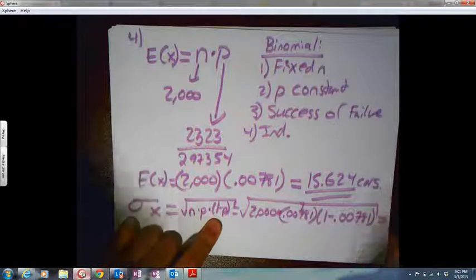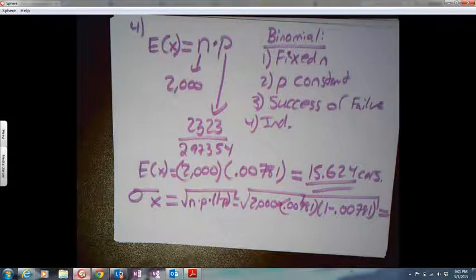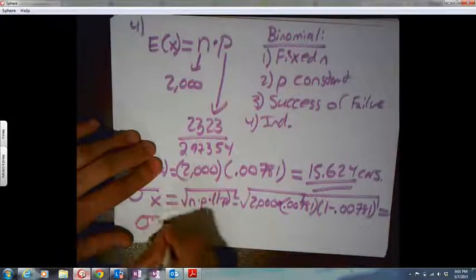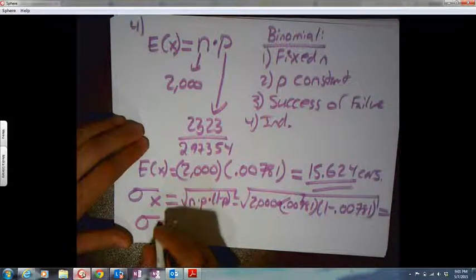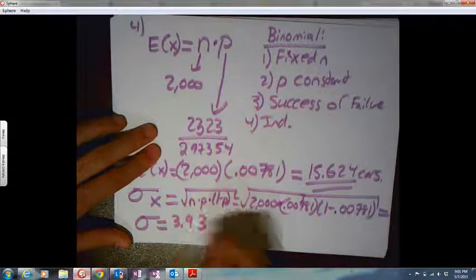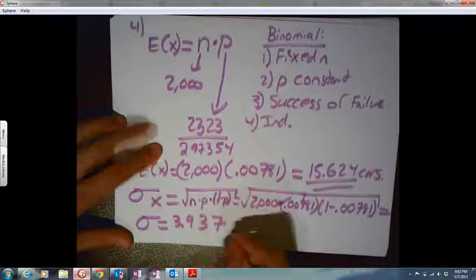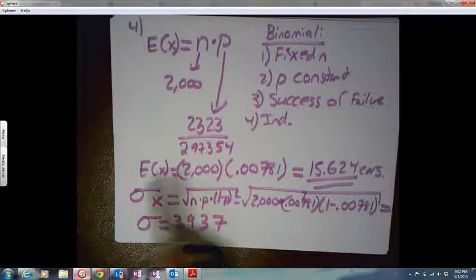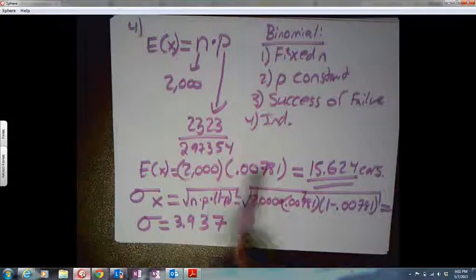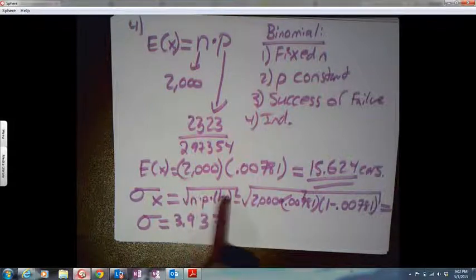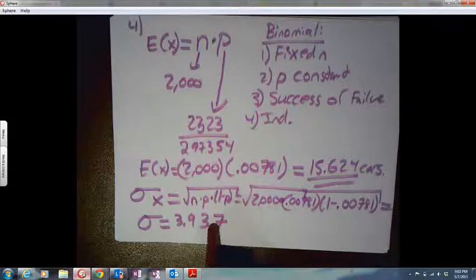And what do you get for standard deviation? Well, you do the math, 0.00781 times 1 minus 0.00781, all times 2,000, and we take the square root of that, and we get 3.937 is the standard deviation. So we got our expected value here, number of cars times the probability, and then we used our formula sheet which said N times P times 1 minus P, plugged this into our calculator, and we got this many cars as a standard deviation. So that's part A.